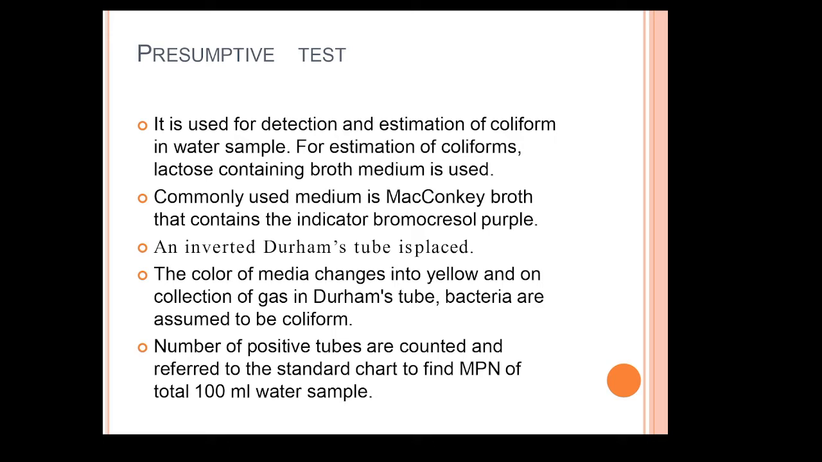It is used for the detection and estimation of coliforms in a water sample. For estimation of coliforms, lactose containing broth medium is used. Commonly used media is MPN broth that contains the indicator chromocresol purple. An inverted Durham's tube is placed, then the color of media changes into yellow, and on collection of gas in the Durham's tube, bacteria are assumed to be coliform. The number of positive tubes is counted and referred to the standard chart to find the MPN of total 100 ml water sample.